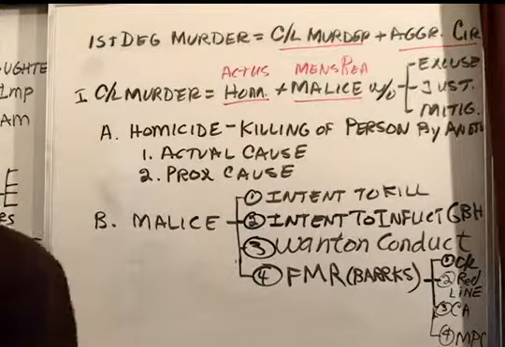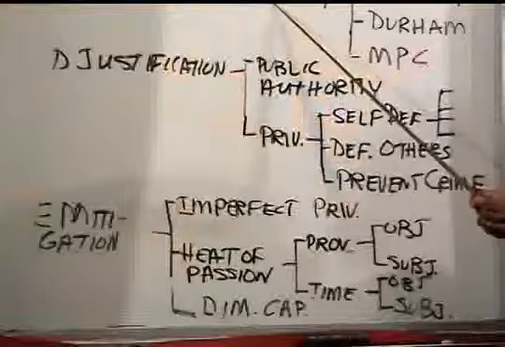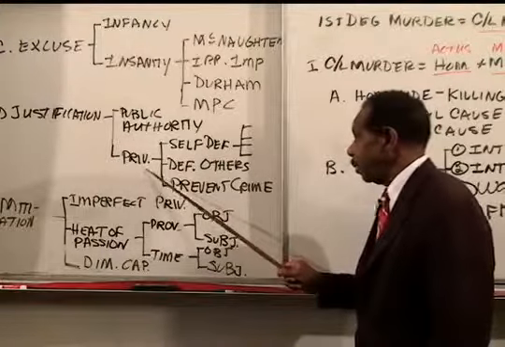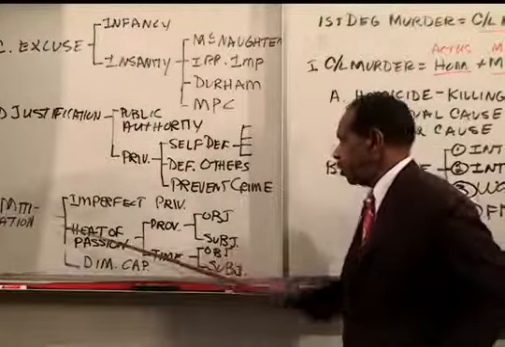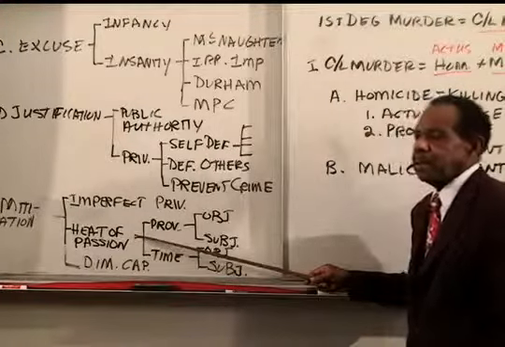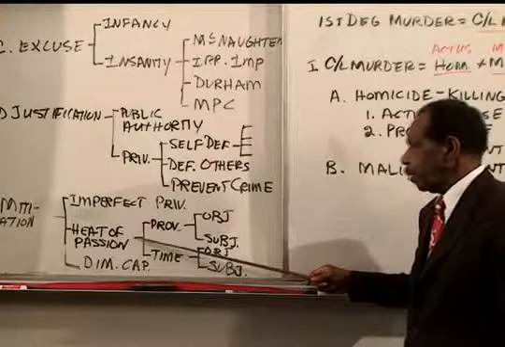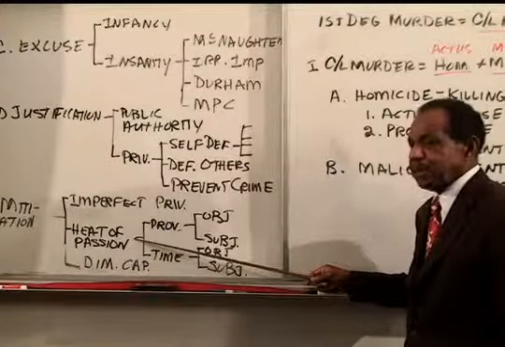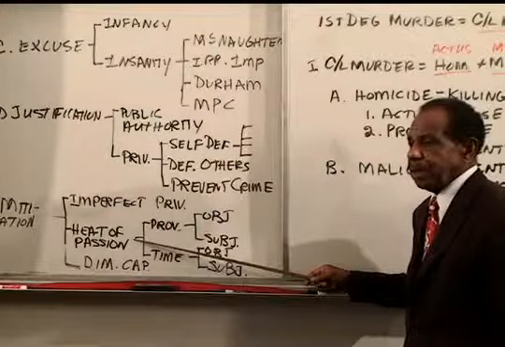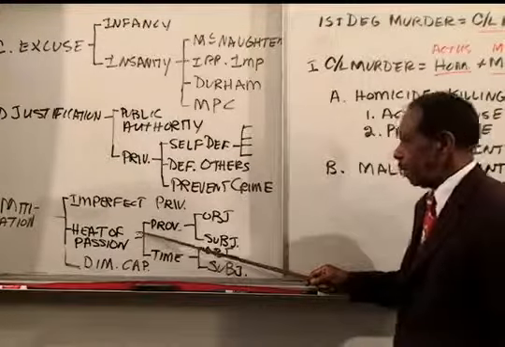And now Don has no excuse. Don is not insane or a child. Don has no justification. And Don will claim mitigation, heat of passion, and his heat of passion argument will not be based on the claim that he found this person assaulting his wife, because this is 3 months later. He will claim that there was a separate and independent heat of passion that happened when he found the guy, and as a result of that heat of passion, he shot him.